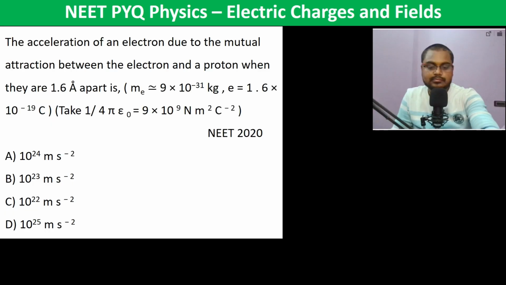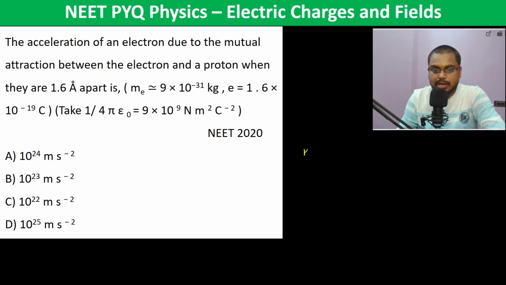The acceleration of an electron due to mutual attraction between the electron and proton when they are 1.6 angstrom apart is? It's going to be k q1 q2 divided by r square, that is the force, into 1 divided by the mass of the electron.